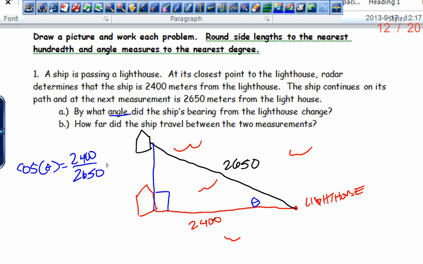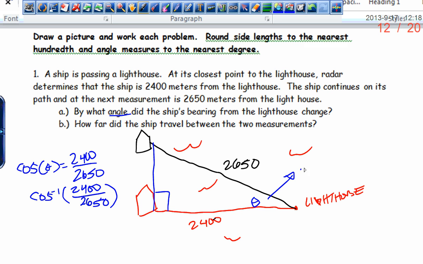Now yesterday we talked about if you don't have an angle and you're trying to find the angle, what trig function do we use? The inverse, right? We do the second cosine, the negative one thing. So in my calculator, I hit second cosine, and then punch in 2,400 over 2,650. That equals your theta, 25. Be sure your calculator's in degrees.